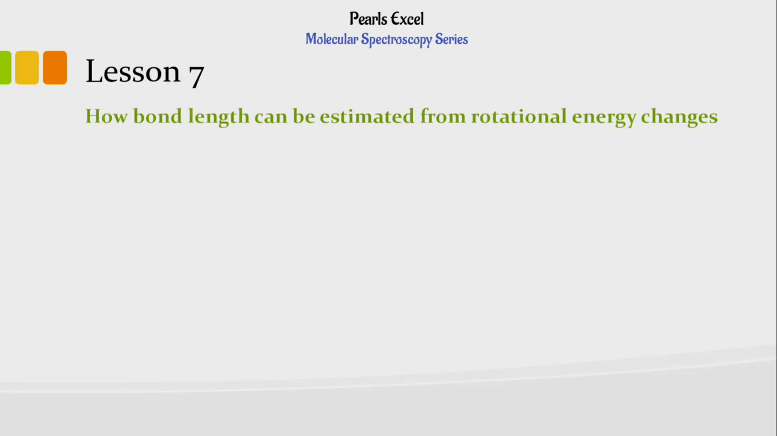Today we'll start with lesson number 7, that is how bond length can be estimated from rotational energy changes. In lessons number 4 and 6, we already derived the expression for the same. I hope you watched that video. So using those concepts, we solve these numericals. Let's begin with the first numerical.